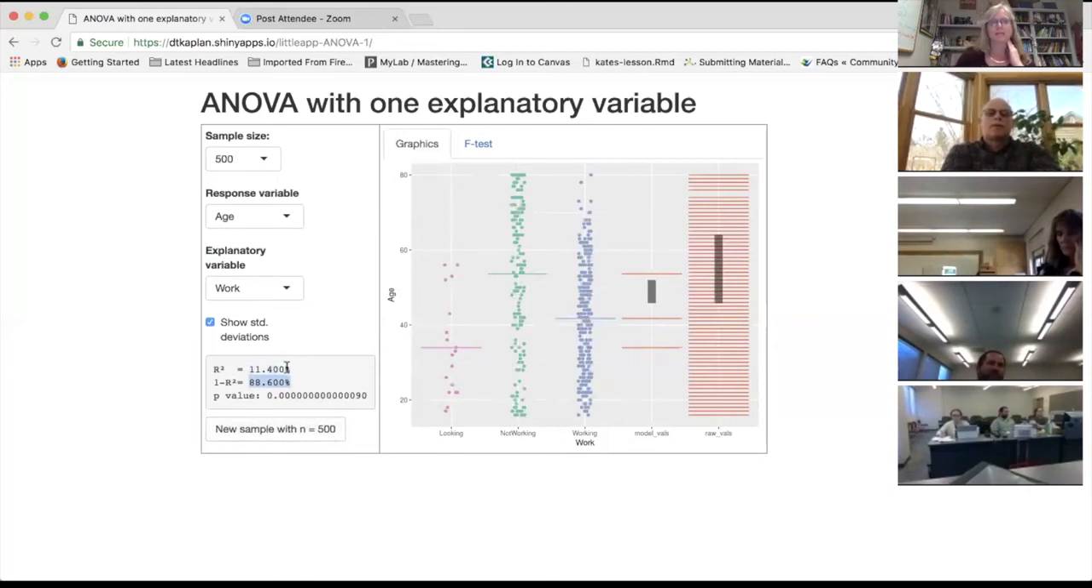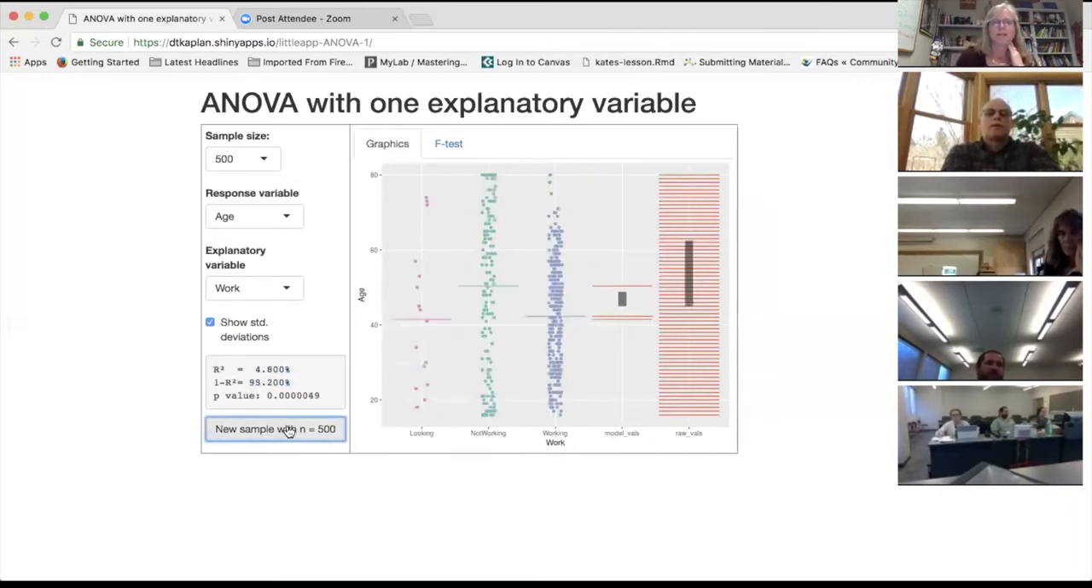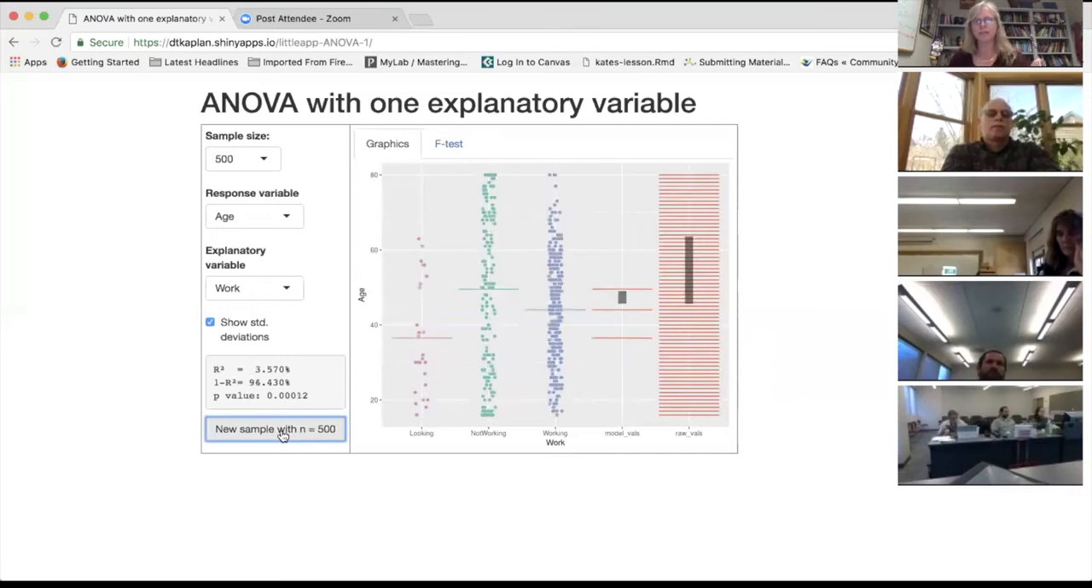And let's take a different sample. So to keep track of this 11%, if we take a different sample, now suddenly it's at 4.8%. And only 95% is unexplained. And this one is about 5.9%. And notice that this line here is much smaller than this line. So you can see that as you take different samples, how this variability may change and how the R squared value might actually be changing.